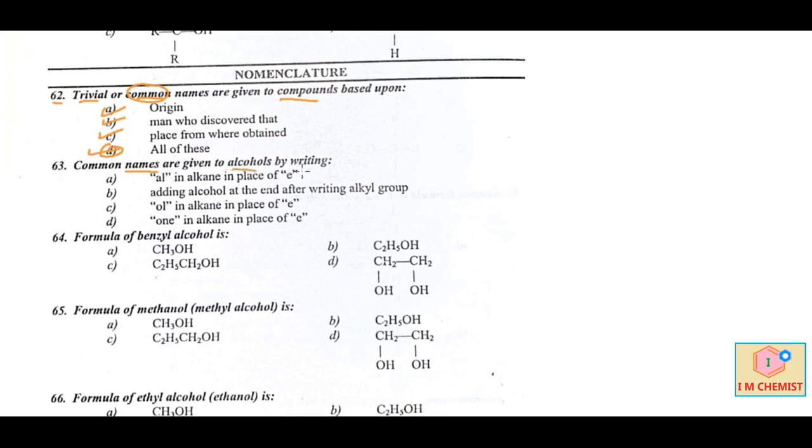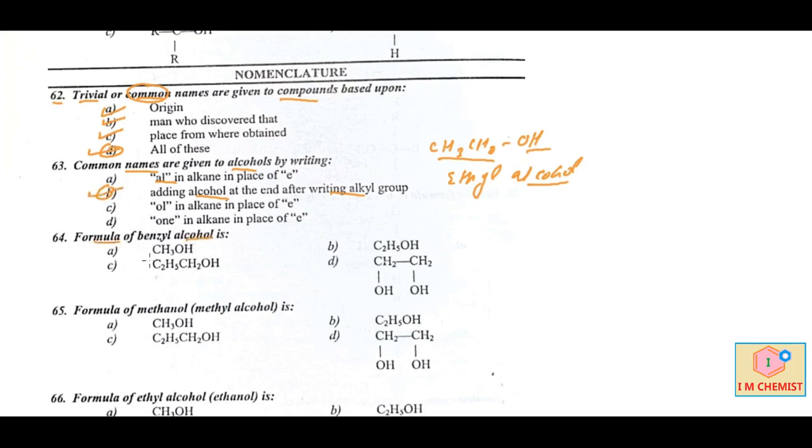Common names are given to alcohols by writing what? ANE in alkane in place of E? This is wrong. Adding alcohol at the end after writing the alkyl group, yes. For example, we have CH3, CH2, and then we have OH. So this is ethyl group, and due to the presence of this hydroxyl group, you have to add alcohol. So it would be ethyl alcohol. That we do while writing the common names of alcohols. So the right option would be option number B.